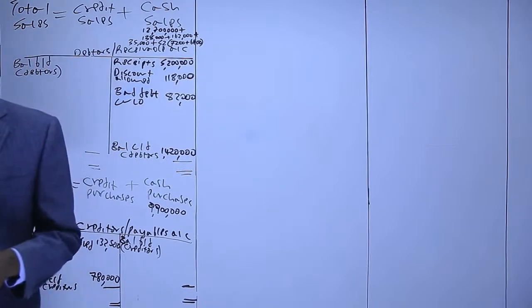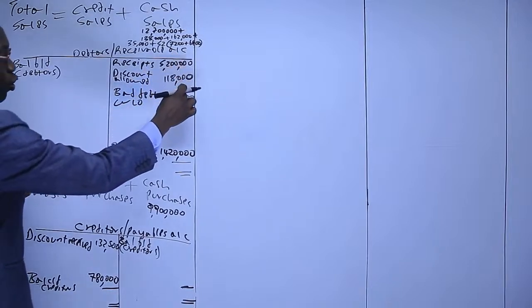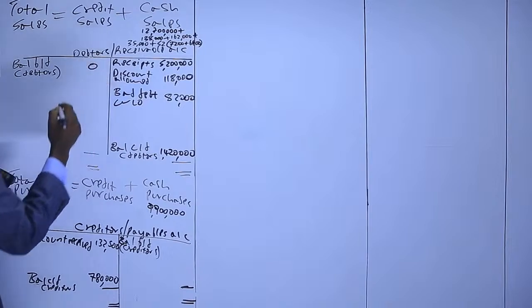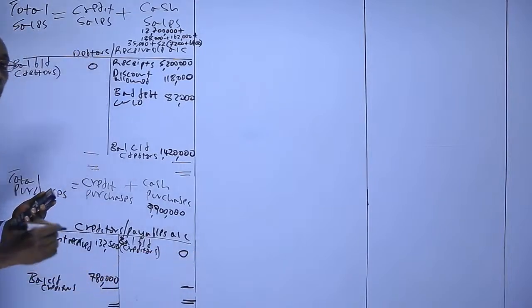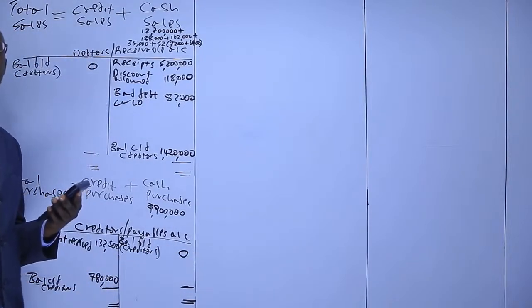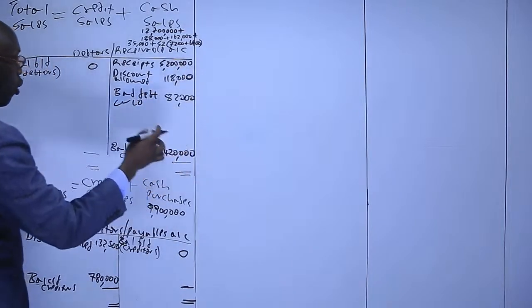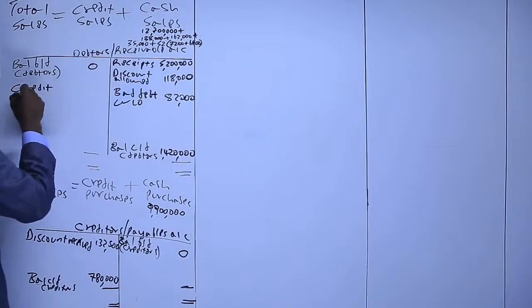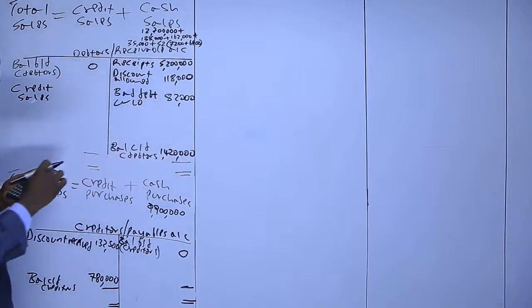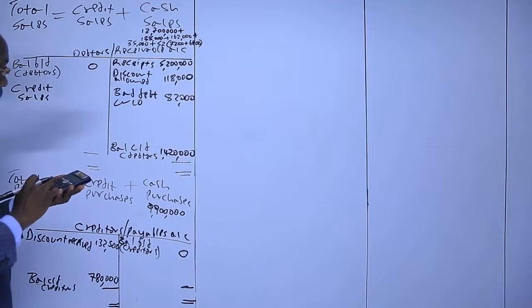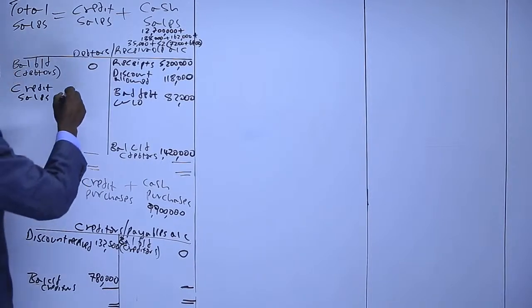So from there we do the computation. We are going to add the totals on this side and compare to the total on this side. Actually, we have seen the balance brought down is 0, and also balance brought down here, because we started the business at the beginning of the current year. So there was no balance from last year. So the total on this side will now be the credit sales here. Credit sales, so we add them: 5,200,000 plus 118,000 plus 82,000 plus 1420, which gives us 6,820,000.